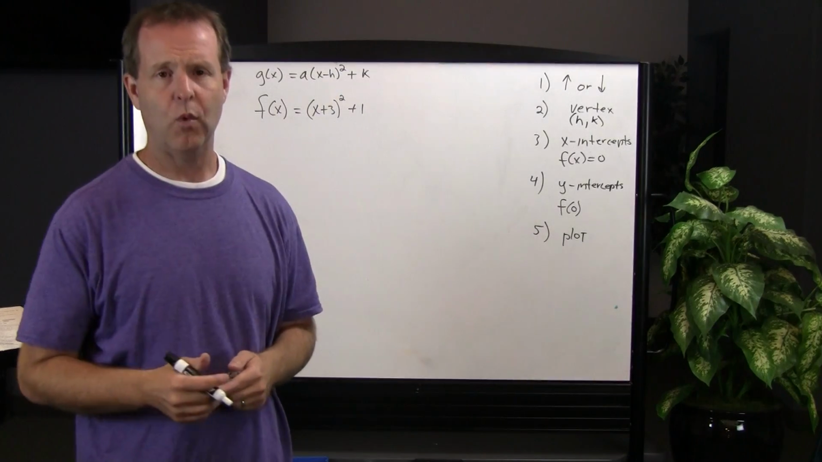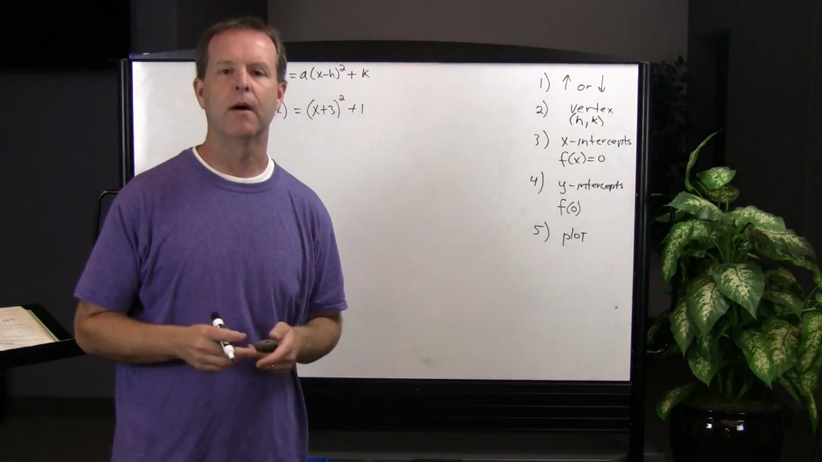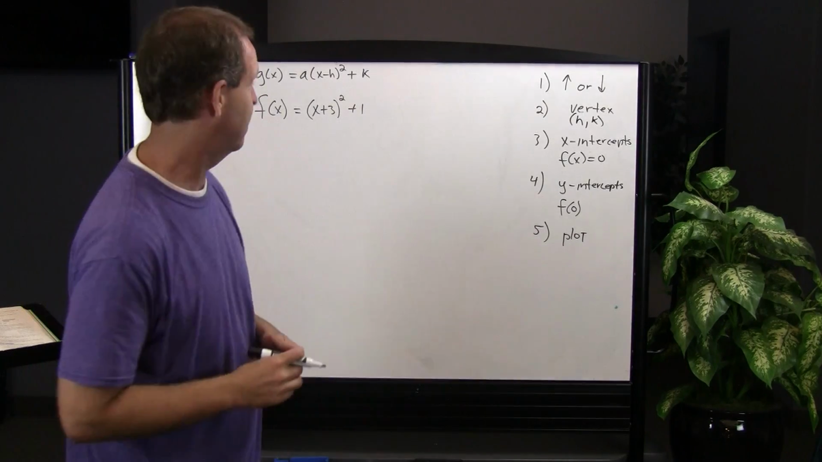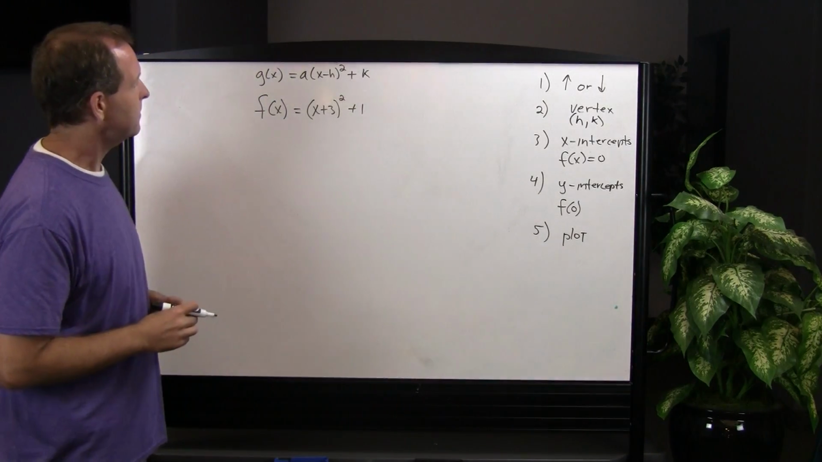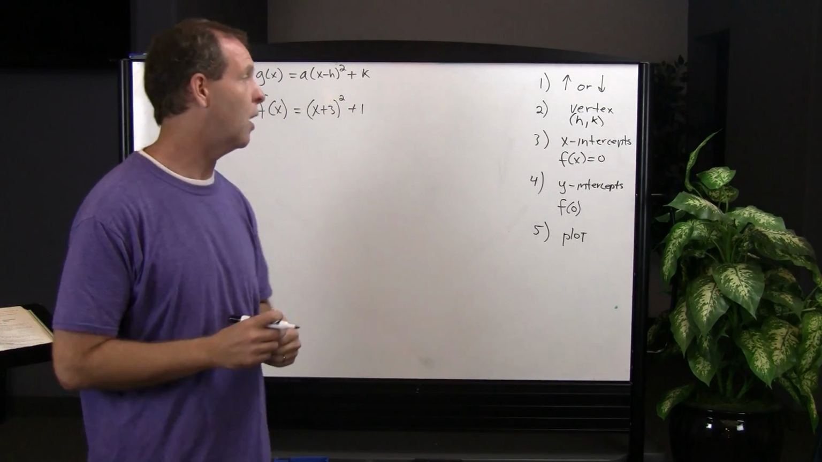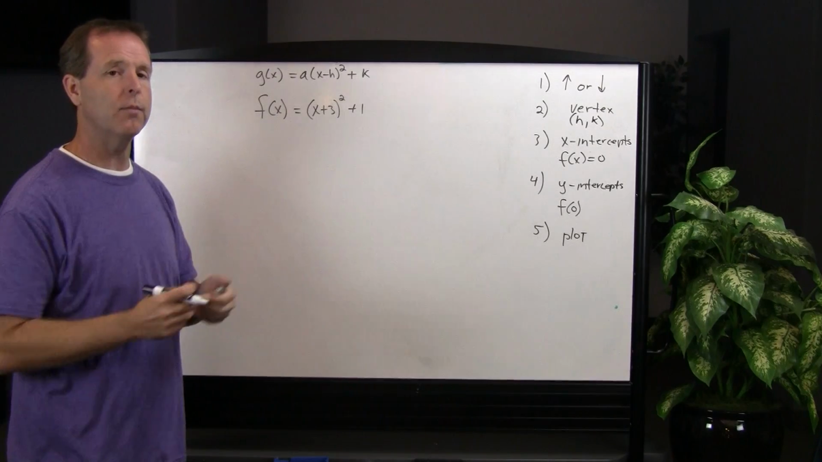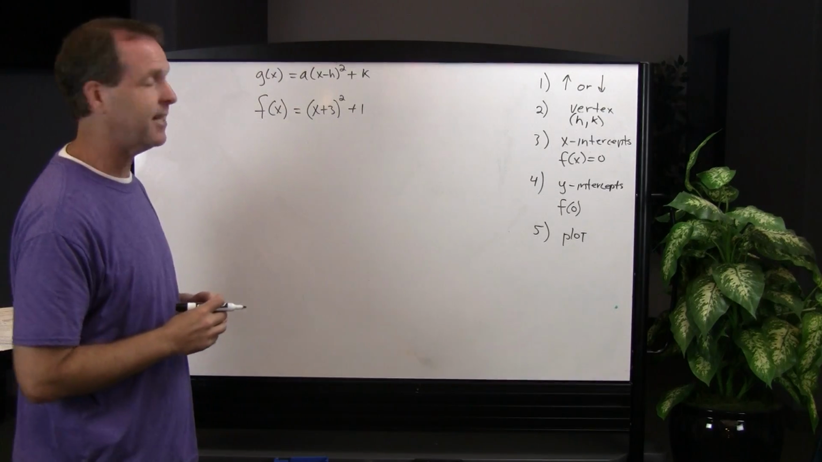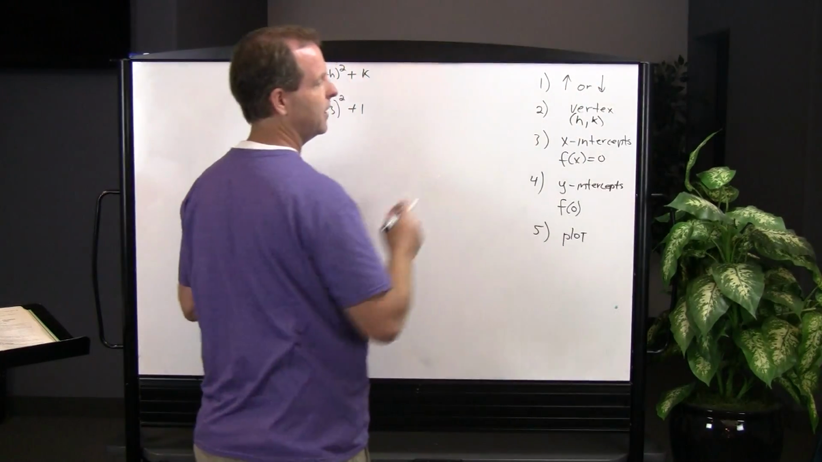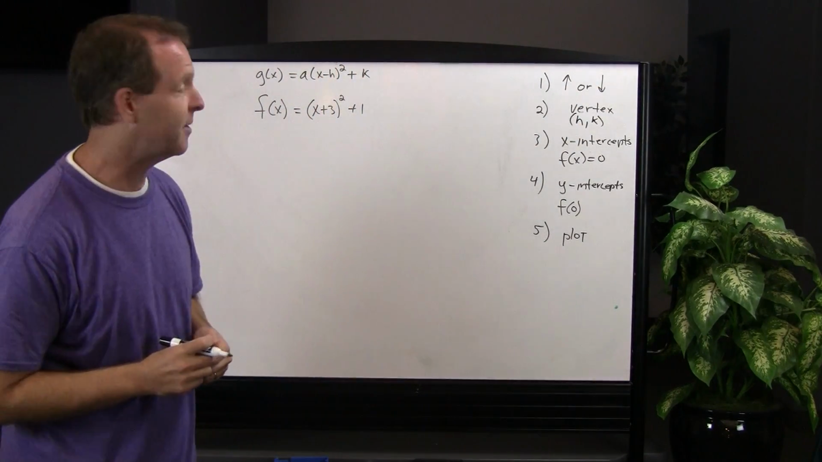By way of example, I want to show you two other things that will come up quite often as you're solving quadratic, or not solving, but graphing quadratic functions. So I have a new function, f of x equals (x plus 3) squared plus 1. I want to go through my same process to get an idea of what that graph looks like. So the first thing I'm asking myself: does the graph open up or does it open down?